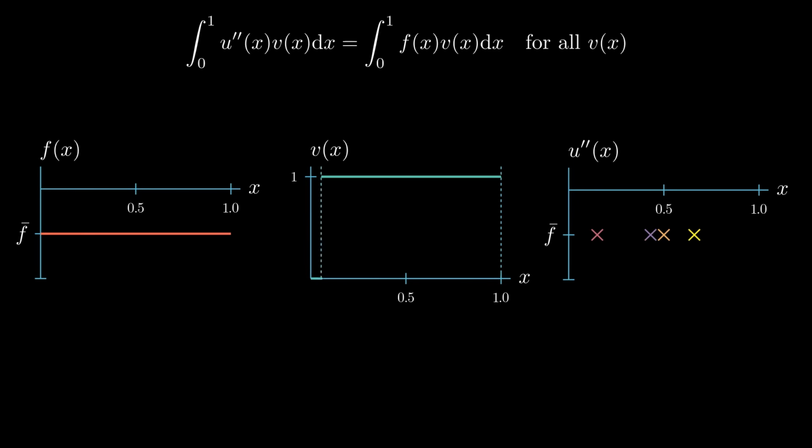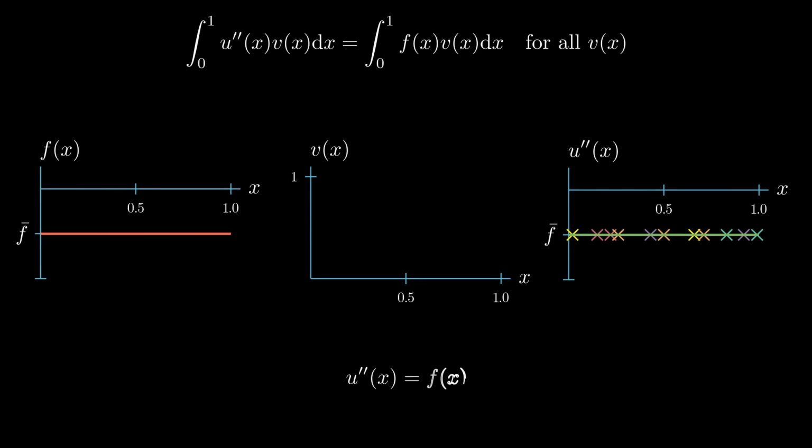We observe that for every test function that we choose, we find that u double prime equals f bar at one point x. And we can choose infinitely many of such test functions. Thus we will find that u double prime equals f bar at each point x. Do you remember this equation? We have recovered the original form of our differential equation. That is, we have derived the strong form from the weak form.